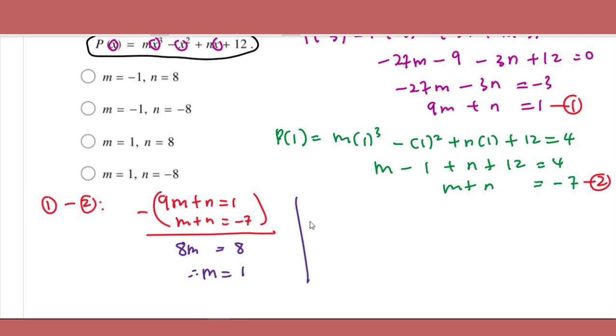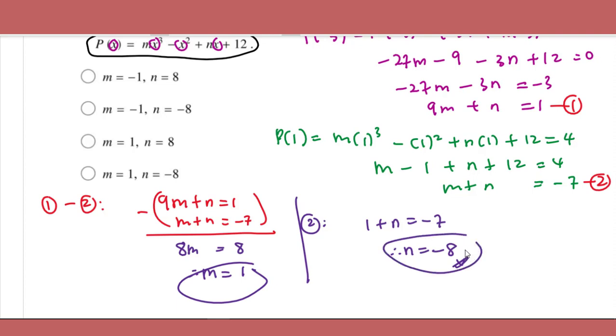Substitute into equation 2 to find n. 1 plus n is equal to negative 7, therefore n is equal to negative 8. So m is equal to 1, n is equal to negative 8. So this is the answer. Okay.